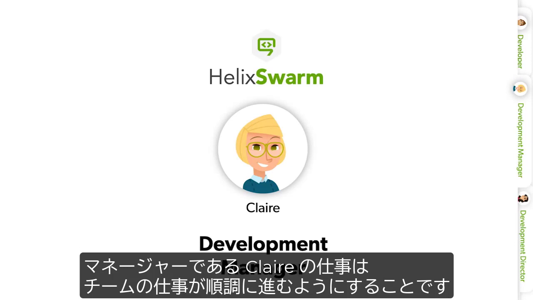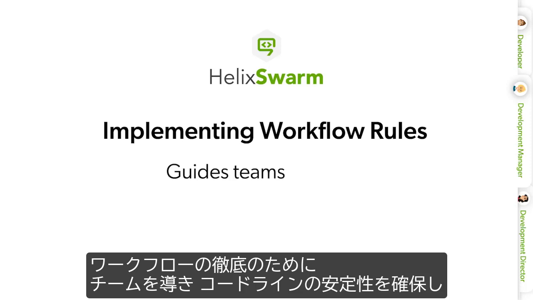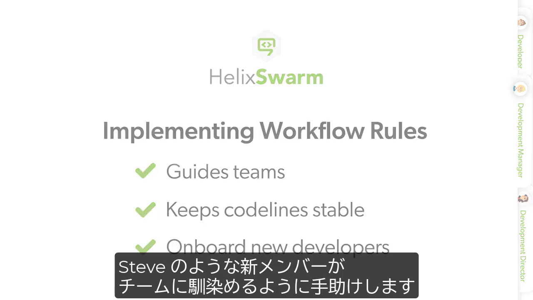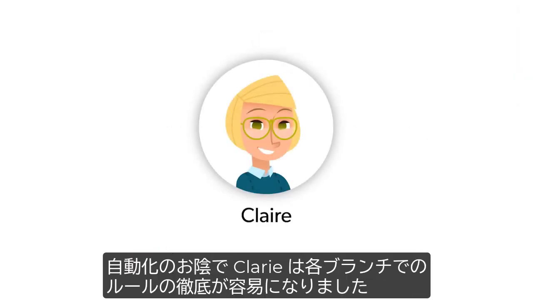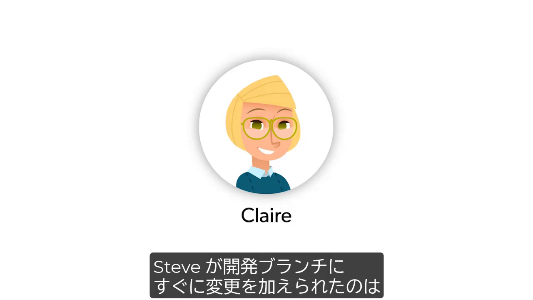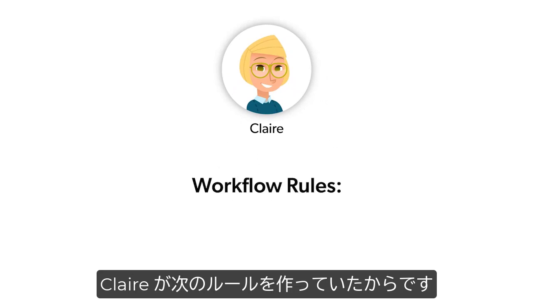As a development manager, Claire is in charge of keeping her team moving. Implementing workflow rules guides her teams, keeps code lines stable, and helps onboard new developers, like Steve. Automation helps Claire enforce rules for each branch. Steve was able to make a change to the development branch quickly because Claire set up the following rules.